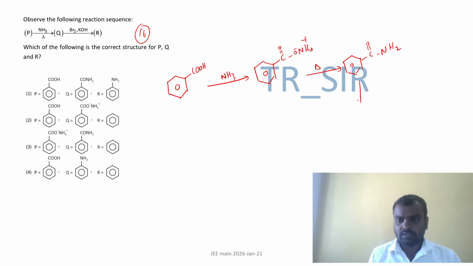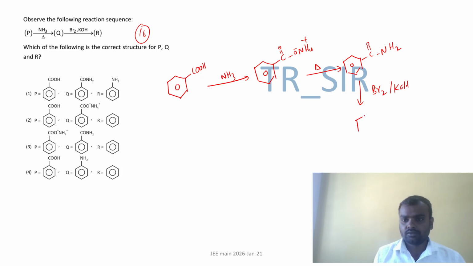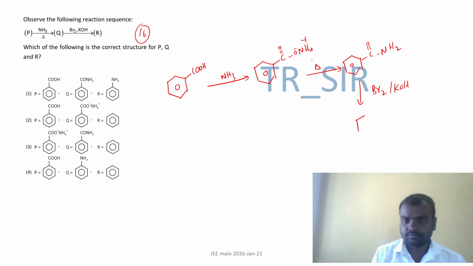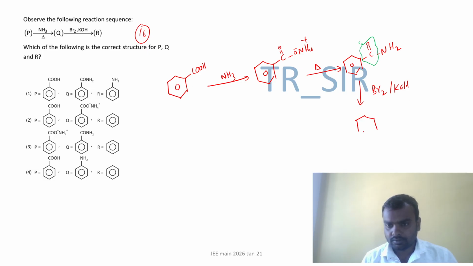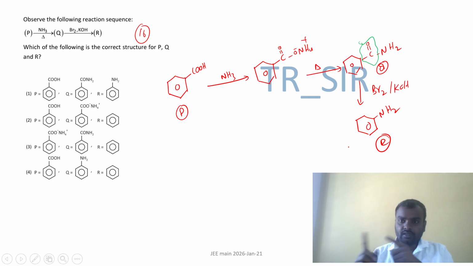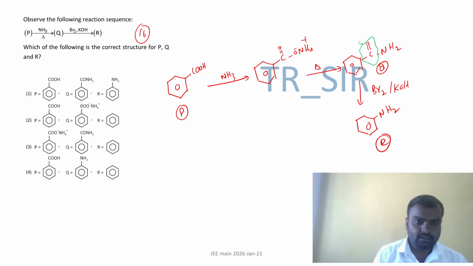Now this amide undergoes Hofmann bromamide degradation. If you do this, this part will go. Which part? The carbonyl part will be eliminated, as in the mechanism. What is left for us? Aniline is coming. You're getting aniline as the right answer. So this becomes P, this becomes Q, and this becomes R: acid, amide, aniline. That is option A, the right answer.